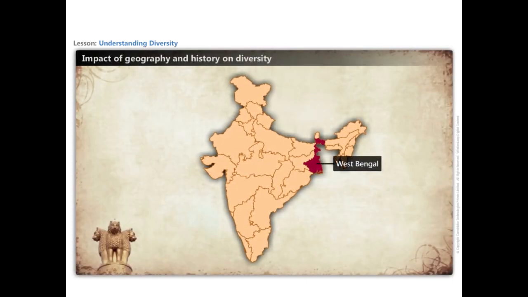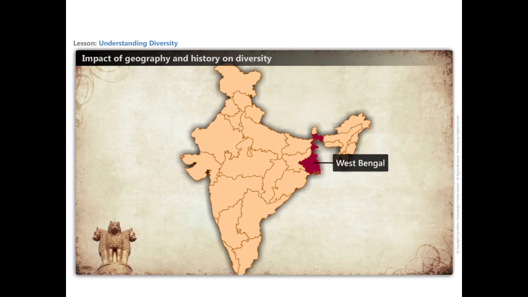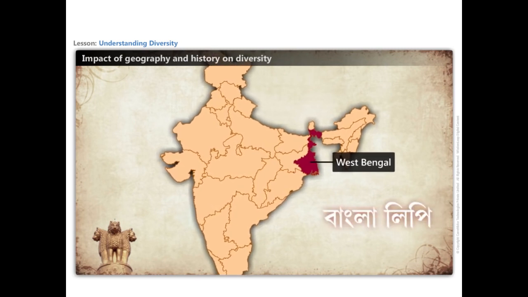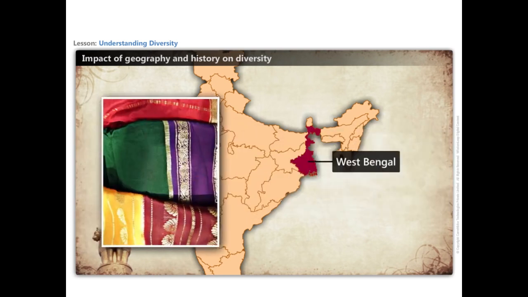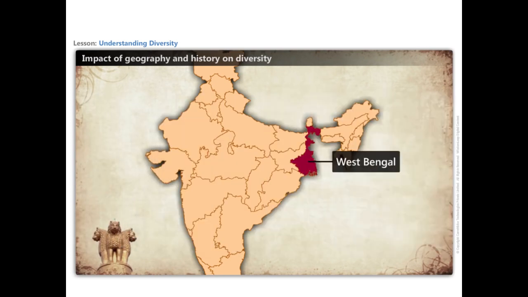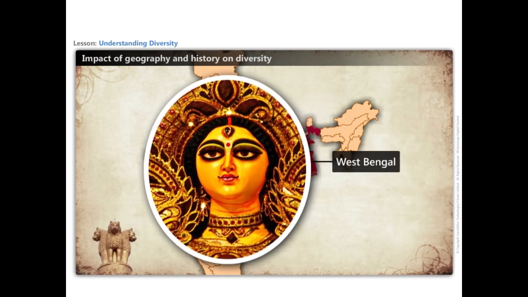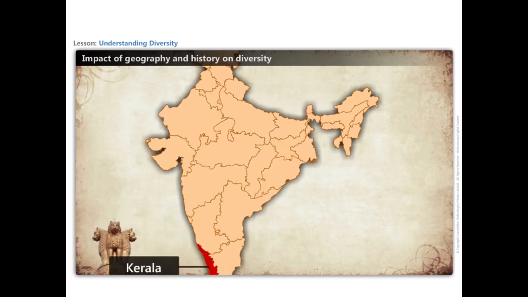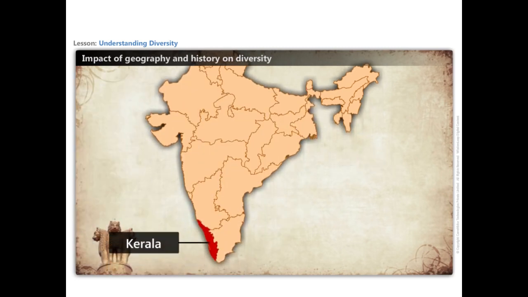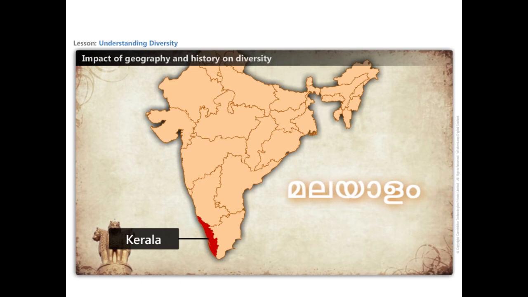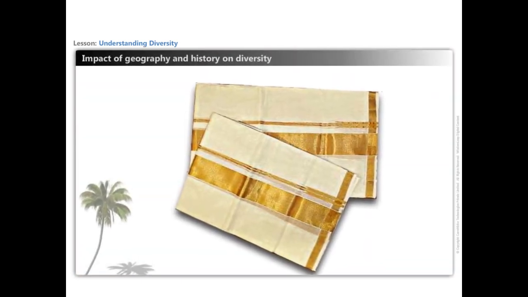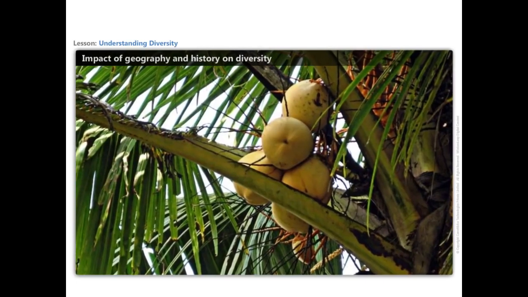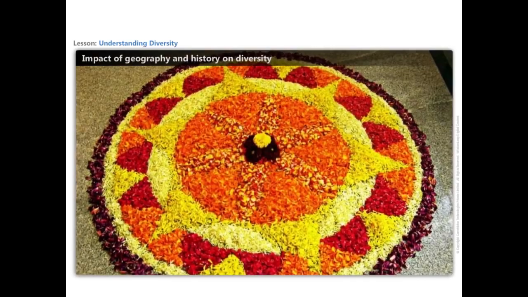Let us now move to West Bengal, a large state in eastern India. Here, people speak Bengali and eat lots of fish. Women wear traditional Bengali saris and Durga Puja is the main festival. Moving to the south, let us look at the state of Kerala. Here, the language is Malayalam. The traditional dress is very unique and here coconut is a key ingredient in food. Onam is the main festival.